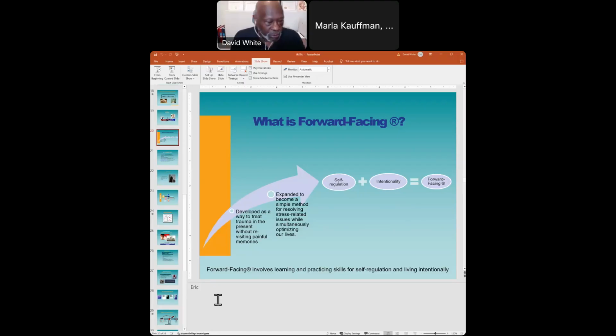So forward-facing was developed as a way to treat trauma in the present without revisiting painful memories. It's expanded to become a simple method of resolving stress-related issues while simultaneously optimizing our lives. And so in short, forward-facing is taking self-regulation, pairing it with intentionality. And you do those things and you're now in a forward-facing approach.